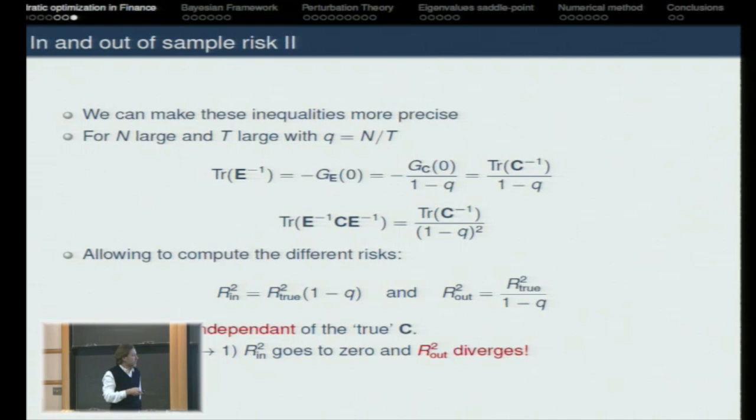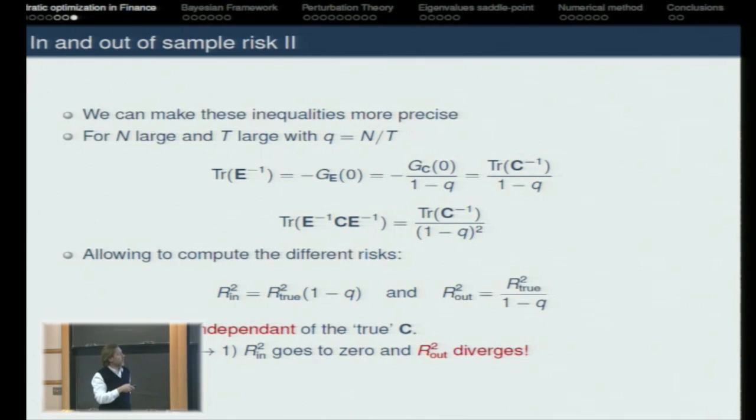So the out-of-sample risk is the in-sample risk divided by (1 minus q) squared. So again, what is q? Q is the ratio of the number of variables to the number of data points. So if I have an infinite number of data points, if q goes to 0, then I have perfect estimation, all these problems disappear, and 1 minus q is just 1. And so I get that the in-sample risk is the true risk, which is the out-of-sample risk.